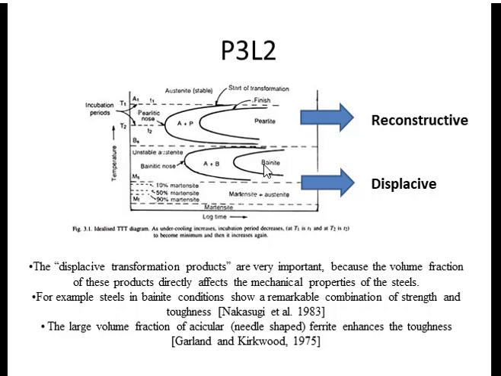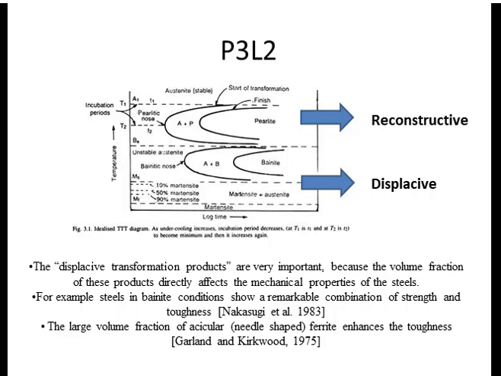The volume fraction of these products which are formed by this displacive transformation directly affects the mechanical properties of steel. For example, the steels in bainitic condition show a remarkable combination of strength and toughness. Also, a large volume fraction of this acicular needle-shaped ferrite also enhances the toughness of steels. So these structures, which are formed by displacive transformations, lead to very important products which are used by mankind.